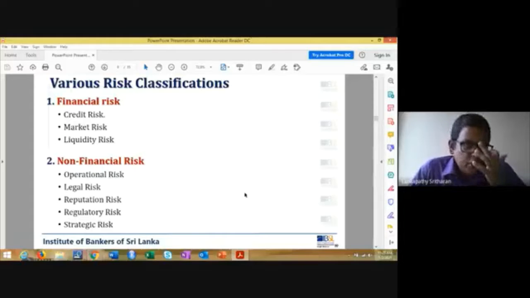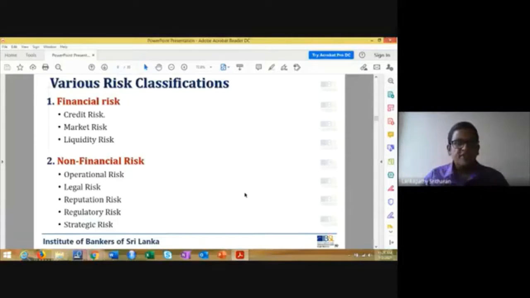So far we have discussed what risk is, risk management, and then risk management processes. Now we are going to move into the next section, the risk classifications. Risk can be classified into mainly two sections. The first one is financial risk. The second one is non-financial risk. This is the first classification.